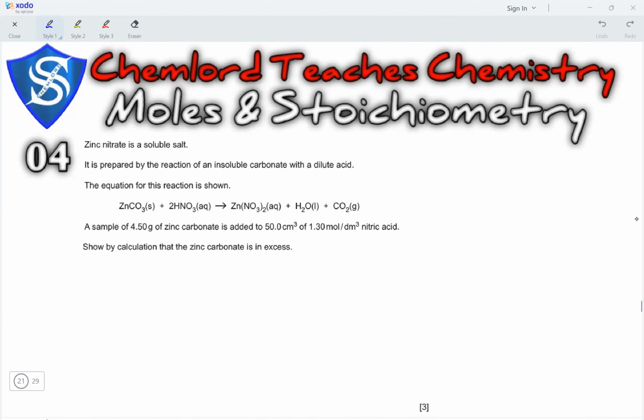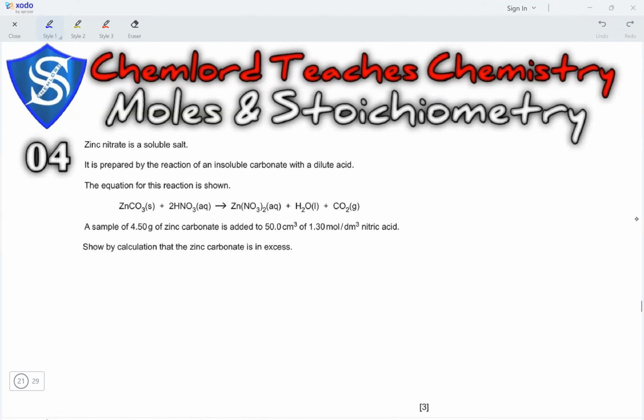Question 4. Zinc nitrate is a soluble salt. It is prepared by the reaction of an insoluble carbonate with a dilute acid. The equation for the reaction is shown. The equation states that zinc carbonate reacts with 2 moles of nitric acid, producing zinc nitrate, water, and carbon dioxide gas. A sample of 4.50 grams of zinc carbonate is added to 50 cm³ of 1.3 mol per dm³ nitric acid. Show by calculation that zinc carbonate is in excess.